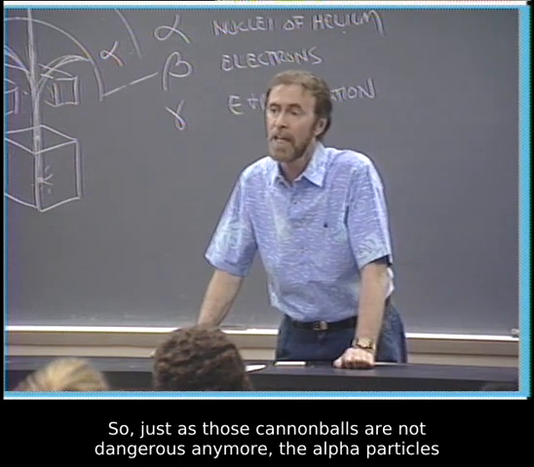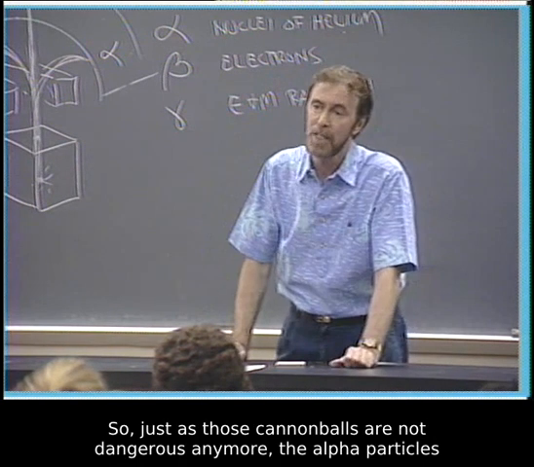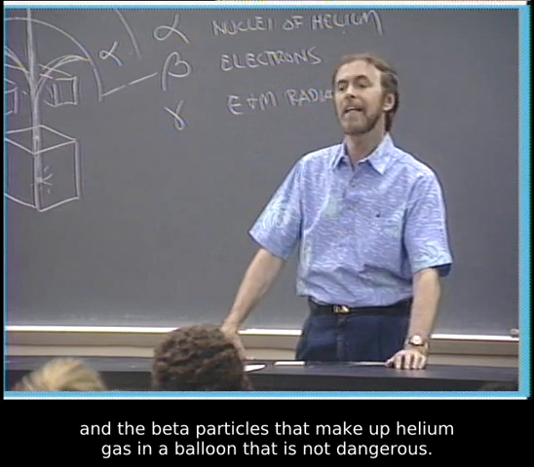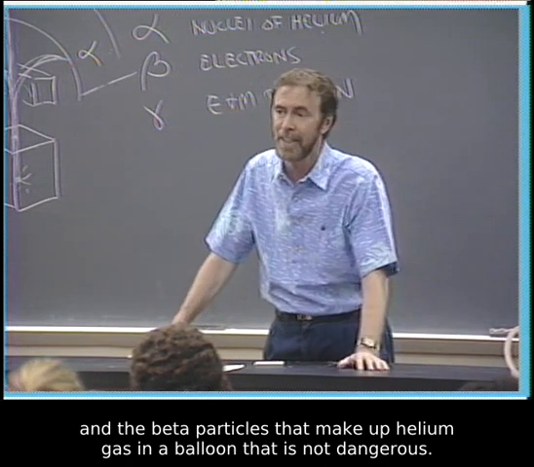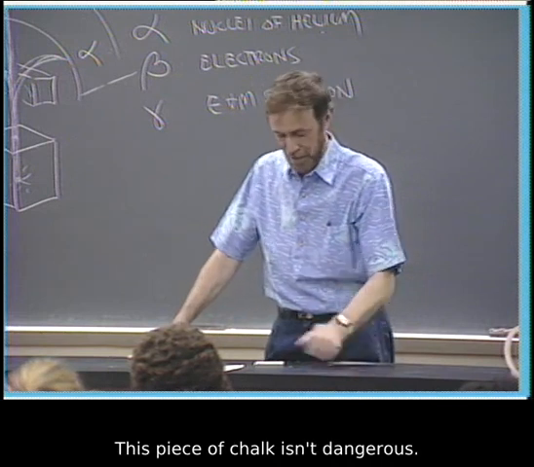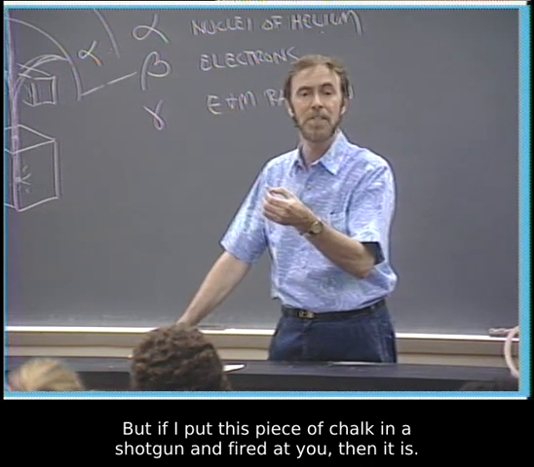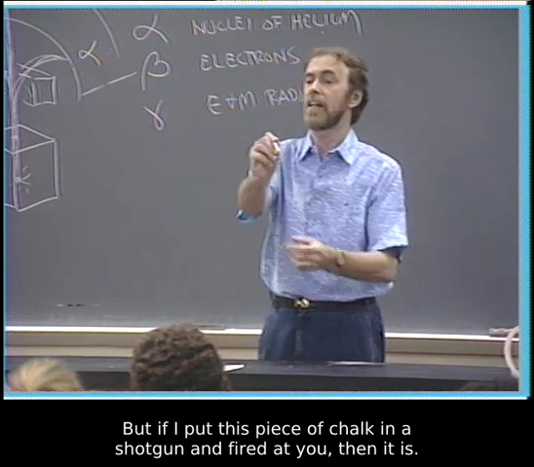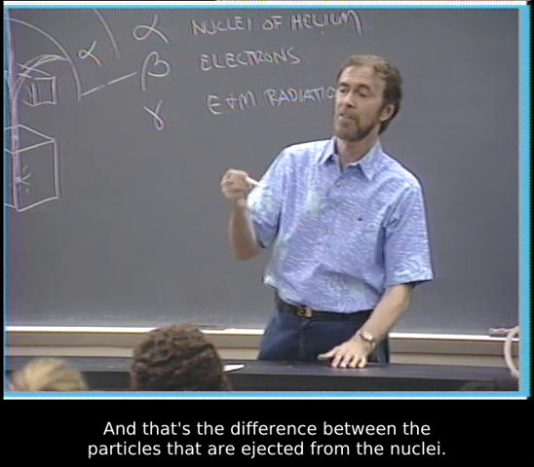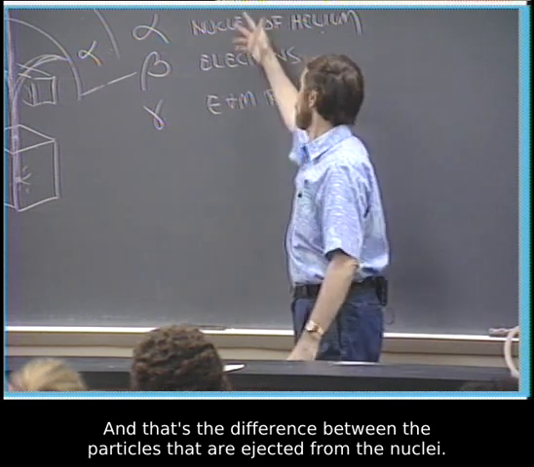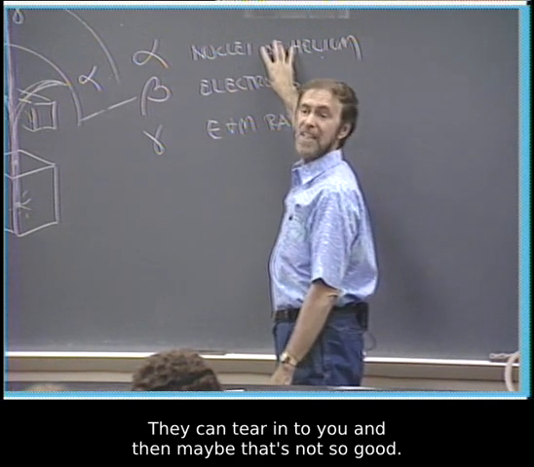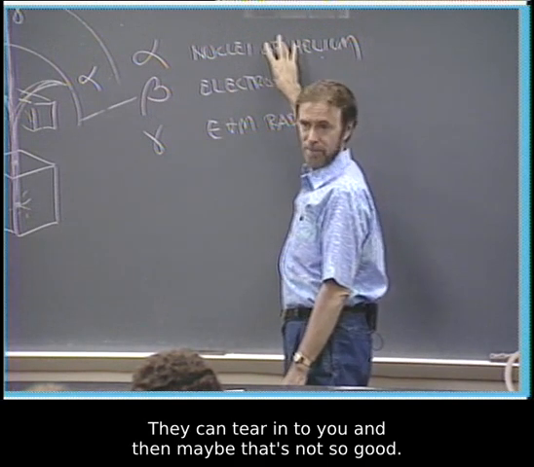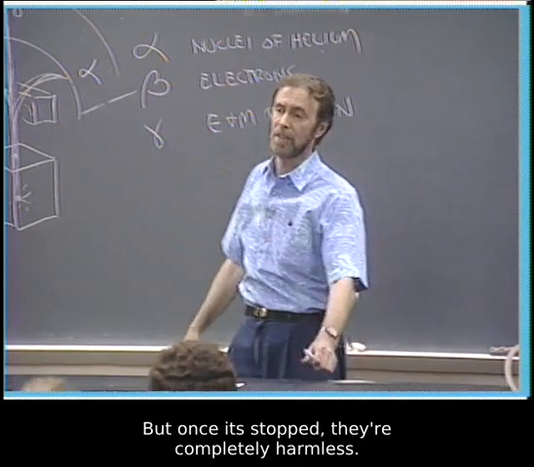So just as those cannonballs are not dangerous anymore, the alpha particles and the beta particles that make up helium gas in a balloon are not dangerous. They've lost their energy. This piece of chalk isn't dangerous, but if I put this piece of chalk in a shotgun and fire it at you, then it is. And that's the difference between the particles that are ejected from the nucleus. They come at very, very high speeds. High speeds, a lot of energy. They can tear into you, and then maybe that's not so good. But once stopped, they're completely harmless.